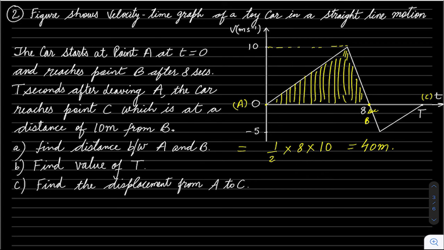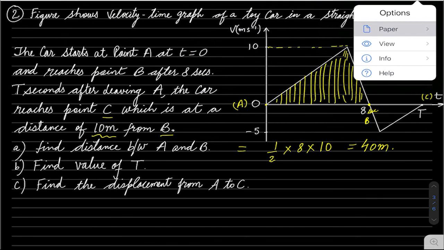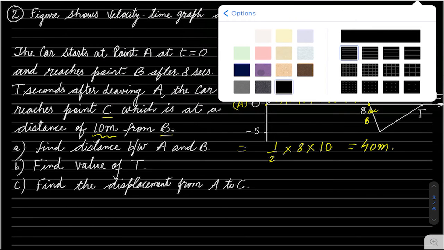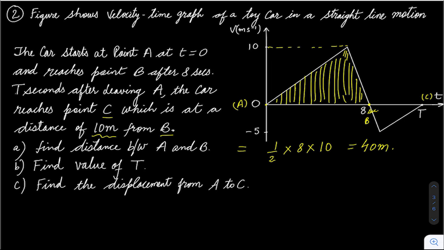Second thing, what are they asking is find the value of capital T. Okay, capital T. So what have they given? They have given the distance between B and C, right? Distance between B and C is 10. So basically it means this area that is in the negative, you can see this area is given as 10. That's how it will become the 10 meter distance, right? So this area is 10.